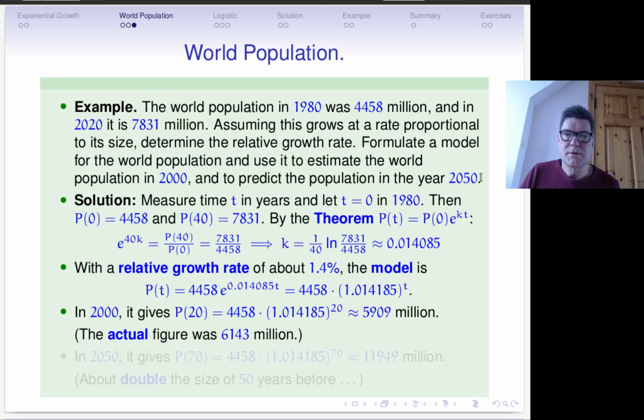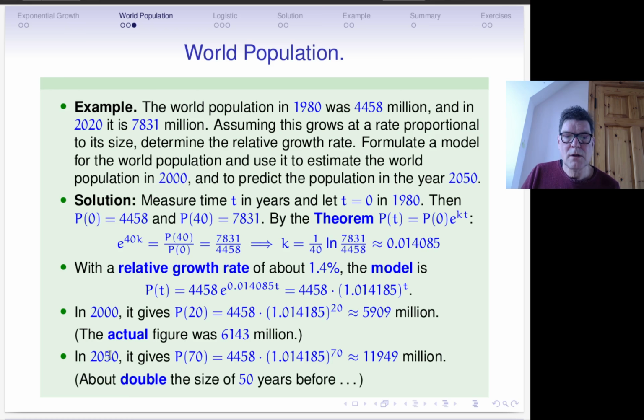And then for the year 2050, this is 70 years away from 1980, we can evaluate P at 70 and find 11.949 billion for 2050. That's roughly 12 billion, and that's about twice as many as the model predicts for 50 years before. So doubling over those 50 years.